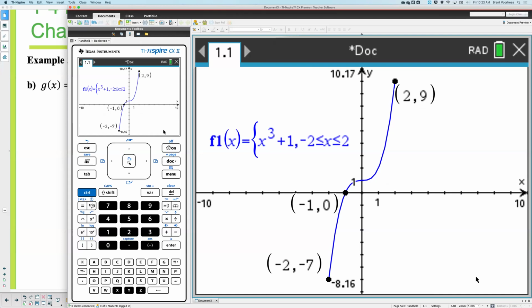The calculator does not show us the y-intercept. I forgot to tell you this in the last one. Where does it cross the y-axis? The calculator doesn't have an analyze for that, but it's always the number that's all by itself. What does this number say right here? That means it's hitting at 1. All right, let's copy that over.